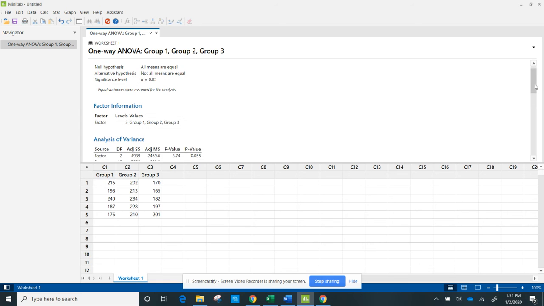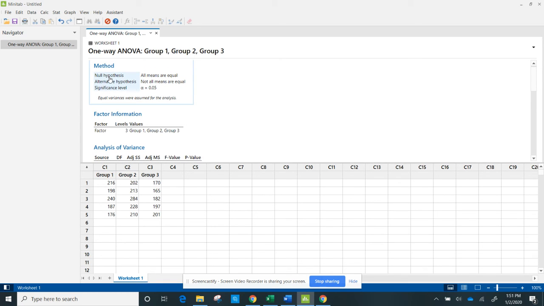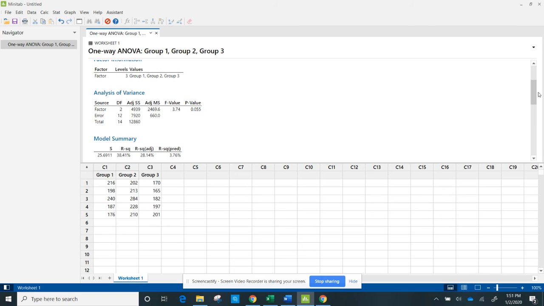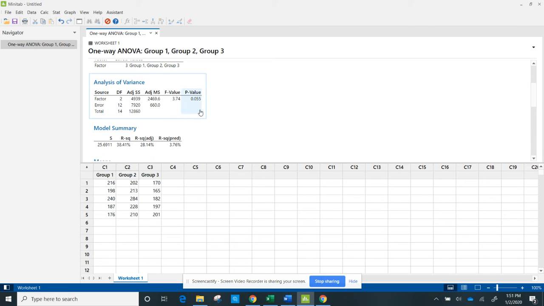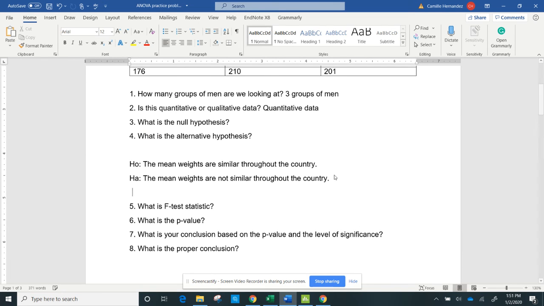So let's see. Again, it gives me what the null and the alternative should be. So that's a really good way to check yourself. It gives you the factor levels. So factor, again, is a way to say categories in an ANOVA. So factor levels were 3. Group 1, Group 2, Group 3. So if I keep going down, it gives me what I need. So I'm going to copy this, and I'm going to put it back in my problem. So I'm going to put it here.